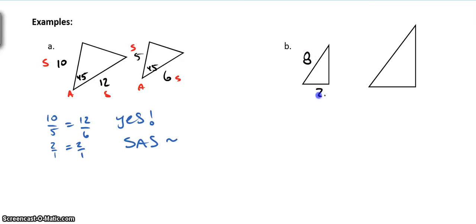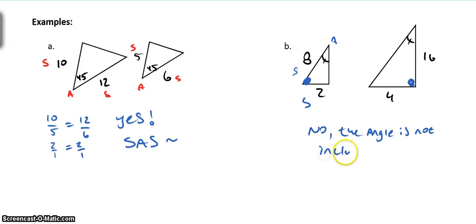See, not so bad. Let's try another one. Let's go 8, 2, bam. 4, 16, bam. Are these two triangles similar? Yes or no? If yes, by which method? All right, so let's go in. Now we could test them, but wait a second here. This isn't making sense. I have an angle, and then I have two sides. Here's my two sides. This would be my included angle. So already it's not worth testing my proportionals, because I'm going to say no, they're not similar, because the angle is not included.